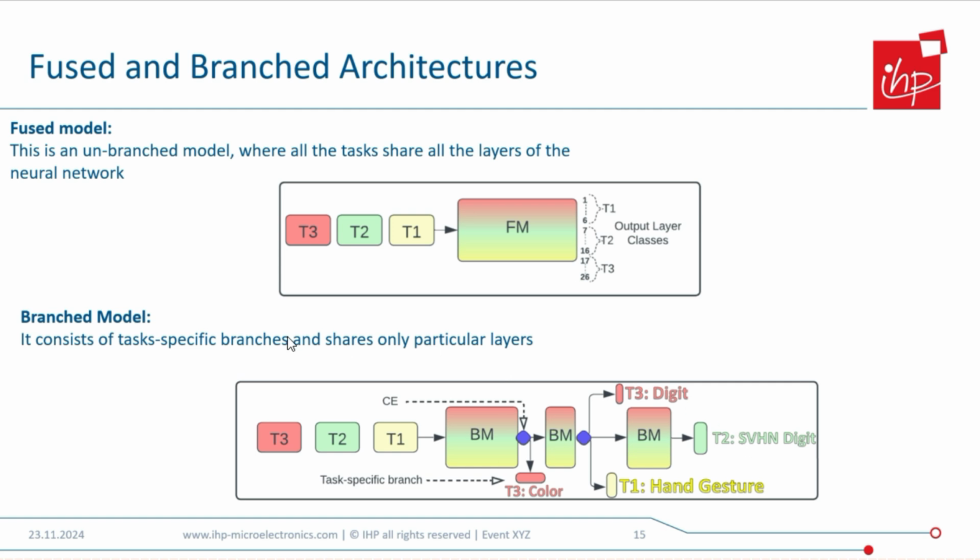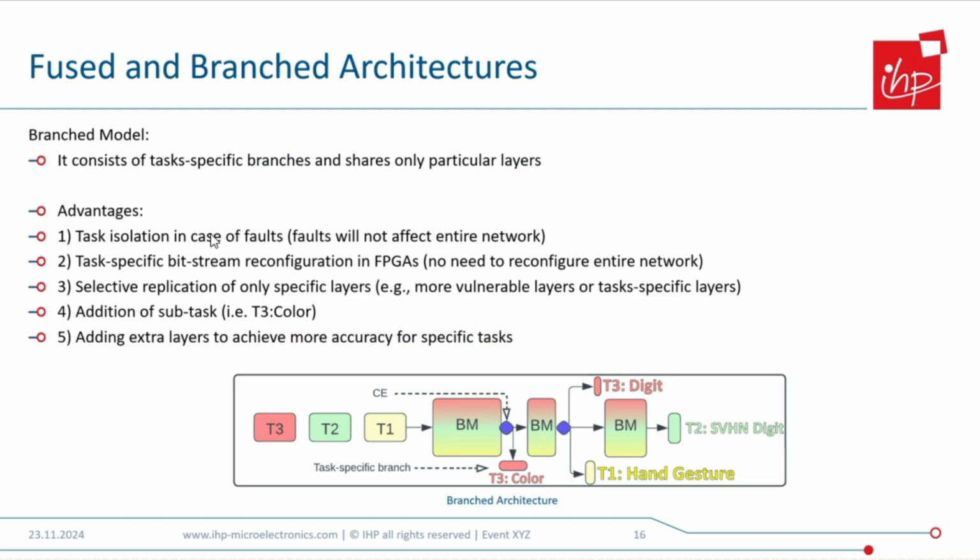In branch architectures, there are certain benefits. For example, in case of a fault, there can be task isolation, so that it does not affect the entire network. If we are implementing it on FPGA, we can do task specific bitstream reconfiguration.